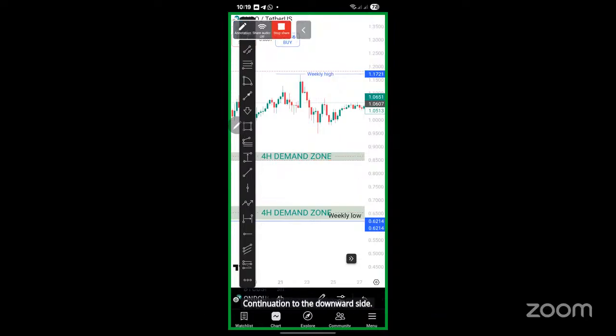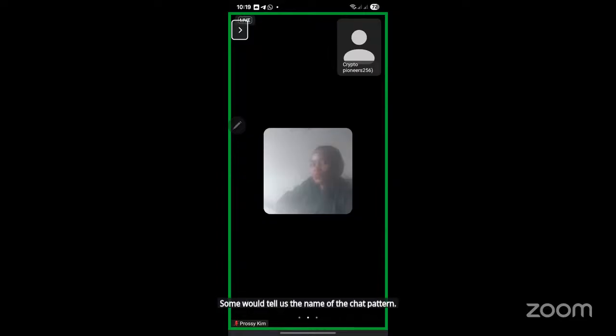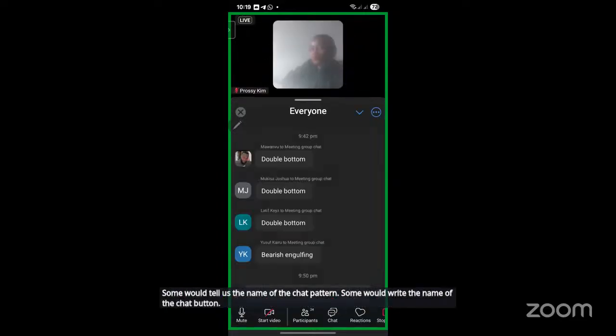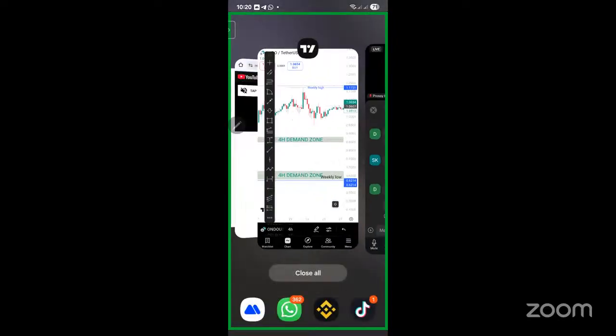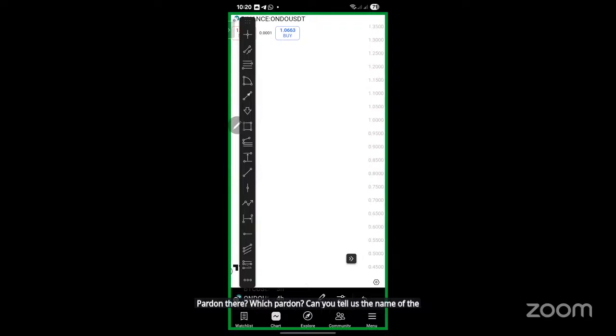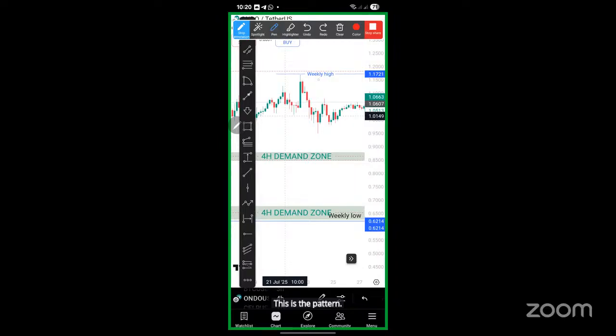Somebody tell us the name of the chart pattern. Write the name of the chart pattern. Can you tell us the name of the chart pattern here? This is the pattern. You people are still in class.